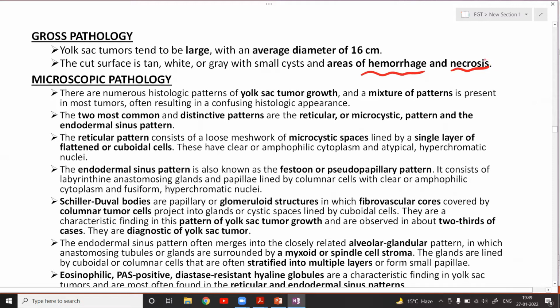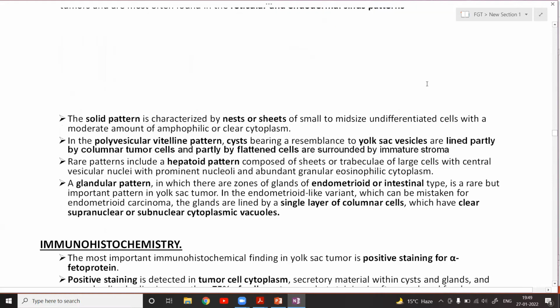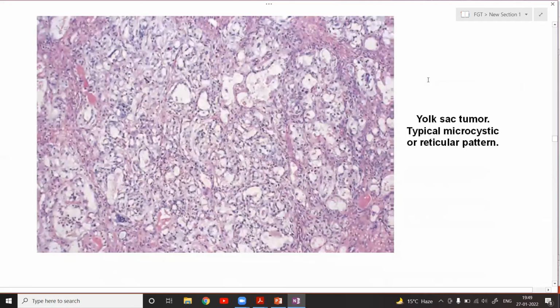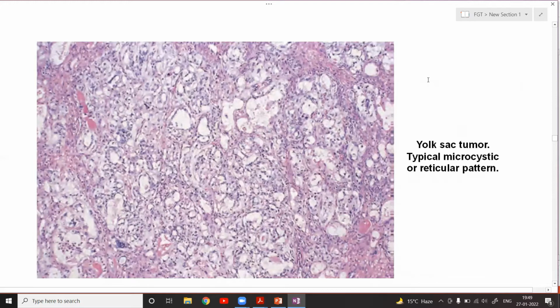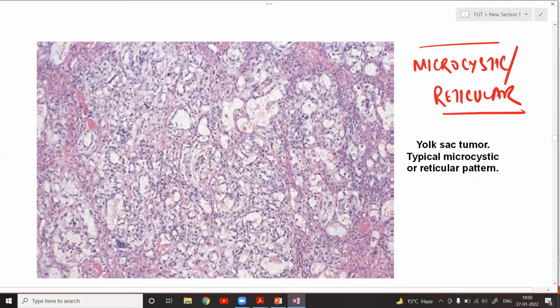Okay. So coming to the microscopic pathology, it's very important to understand that the yolk sac tumor contains a mixture of patterns. So this is the first important question that is asked to you: what are the different kinds of pattern that you see in a yolk sac tumor? The first pattern that should come out of your mouth is the microcystic or the reticular pattern. Now, what is this pattern? This pattern basically contains different microcystic spaces, as you can appreciate over here, of different sizes and shapes, and that is spread out.